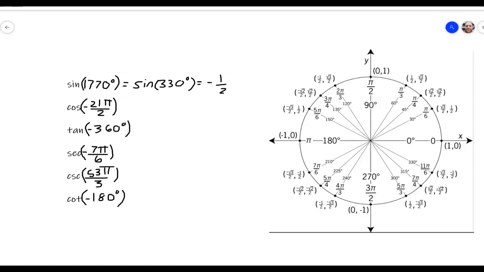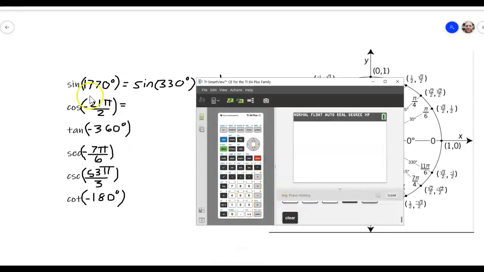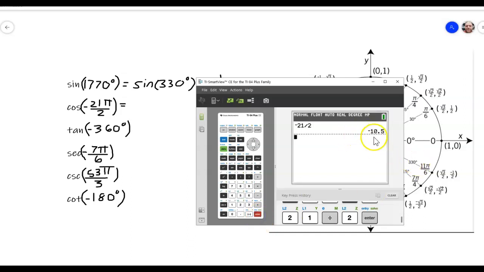All right, let's take a look at the second one. This is the cosine of negative 21 pi over 2. Once again, I can add or subtract multiples of 2 pi, since 2 pi is a complete circle. So I'm going to go to my calculator and clear this out. I'll drop the pi off and put it back in at the end. So negative 21 over 2, which is about negative 10.5.